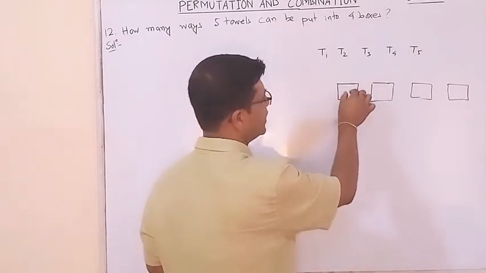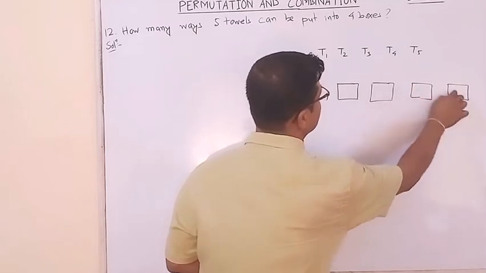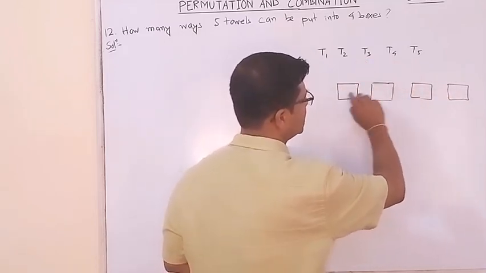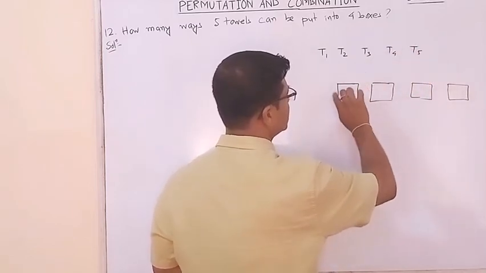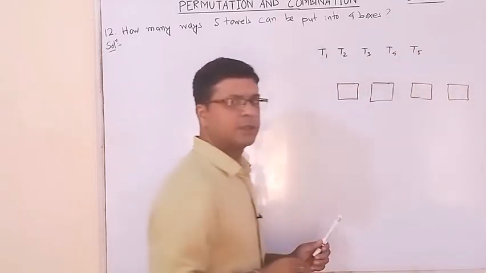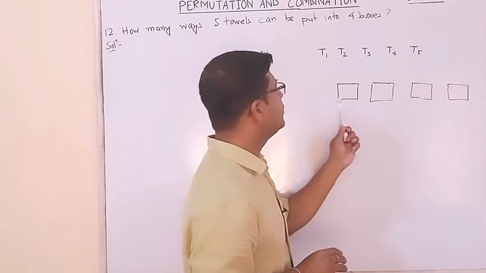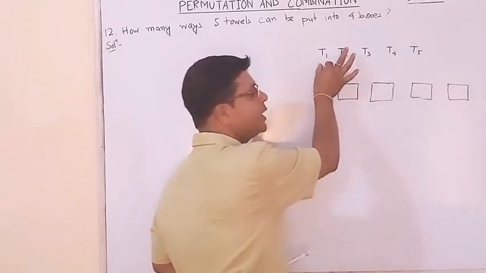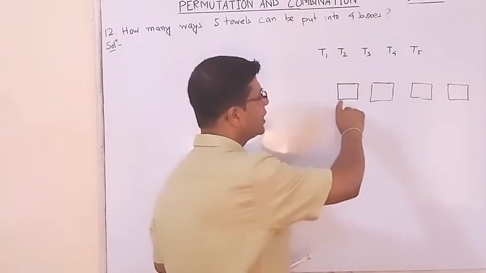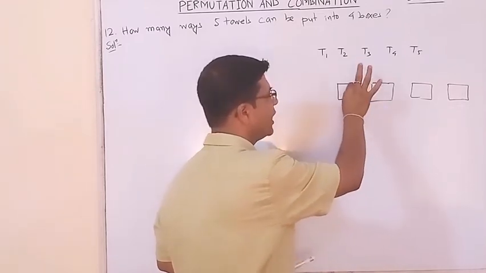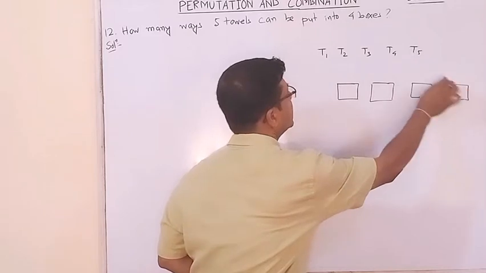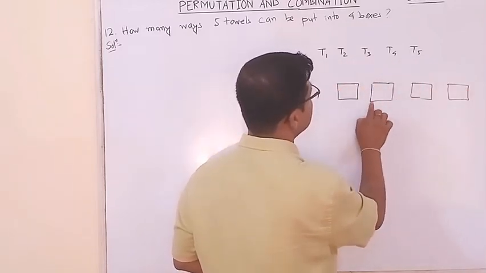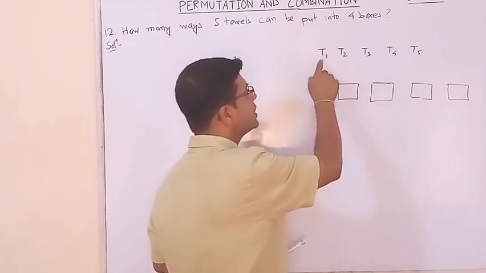Similarly, this towel can be arranged in how many ways? 1, 2, 3, 4, 4 ways. This can be arranged in 4 ways. This also can be arranged in 4 ways. This can also be arranged in 4 ways. Do not get confused about why we are not taking factorial 4, factorial 4, factorial 4. Not like this, because there is only one towel that can be put either here or here or here or here. So we are not considering the arrangement of these boxes, only the arrangement of this towel.